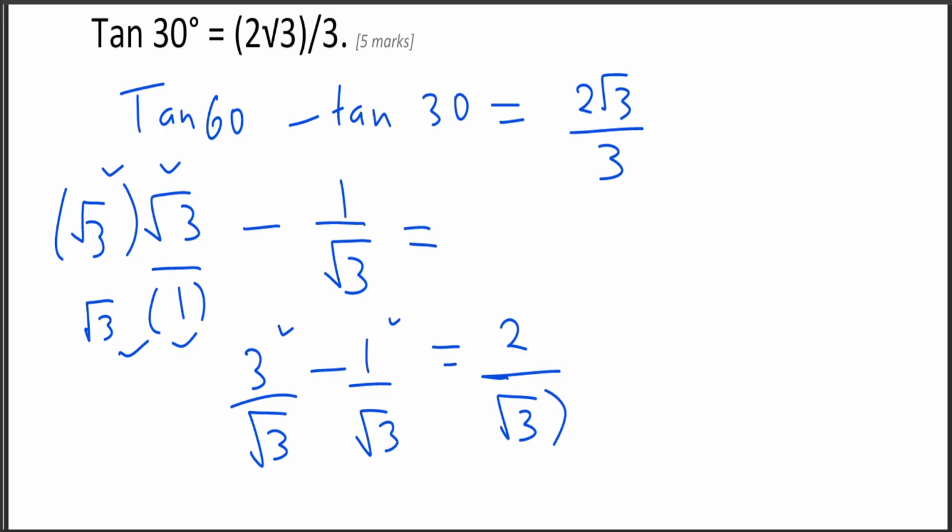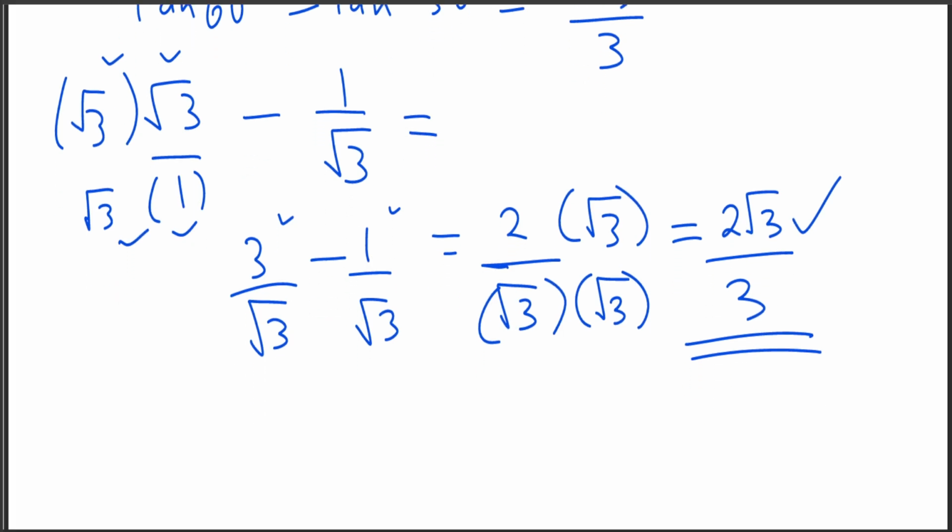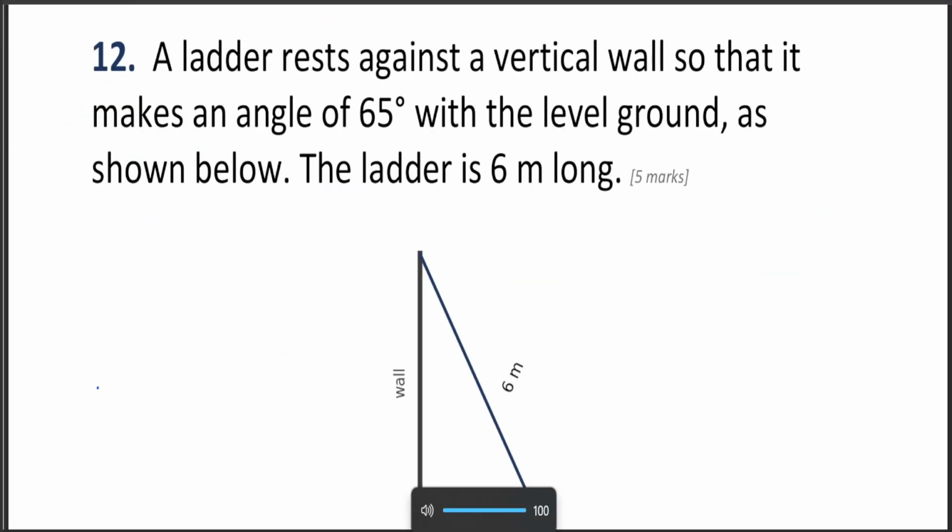Now kuna kitu yaitwa rationalization. We multiply by its conjugate. You multiply by the root 3 times root 3 because you cannot have denominators as irrational numbers. So answer yako itakuwa 2 root 3. Root 3 times root 3 ni 3. And that is why this gives you the answer that they wanted you to find. So yep, let's continue.